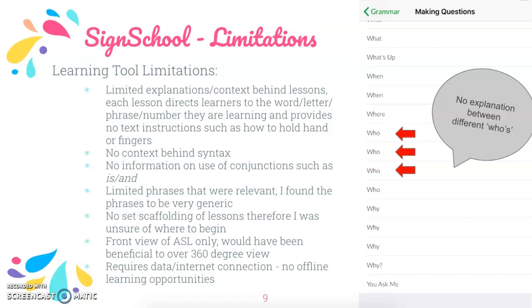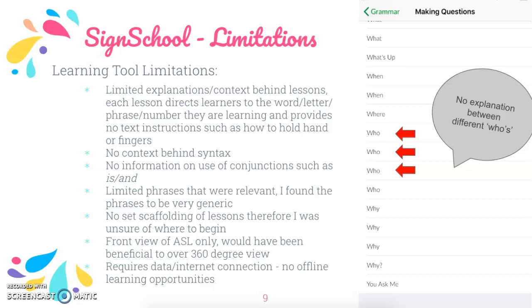There was no information on use of conjunctions such as "is" and, relating this back to my welcome video where I introduced myself stating, "Hello, my name is Kayla." There was no "is" word that I was able to sign. So technically, the welcome video just stated, "Hello, my name, Kayla." There were also limited phrases that were relevant. I found the phrases to be very generic.